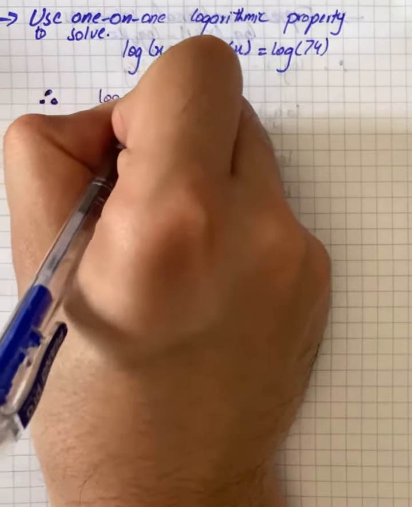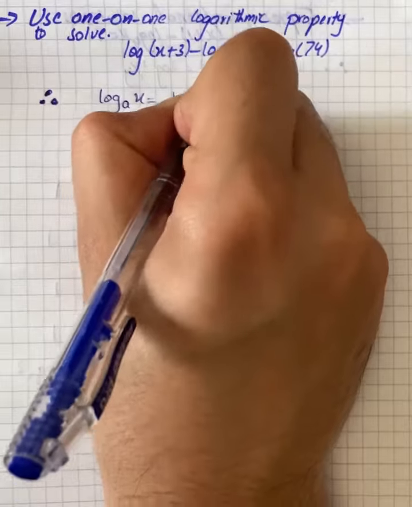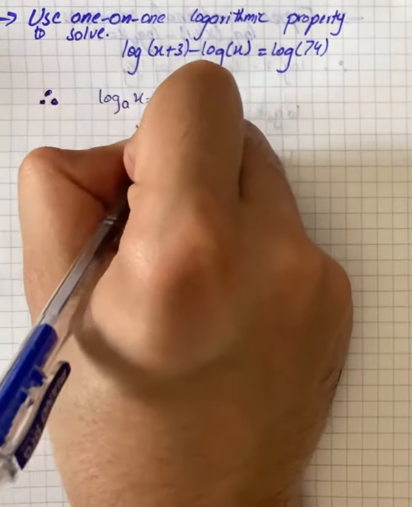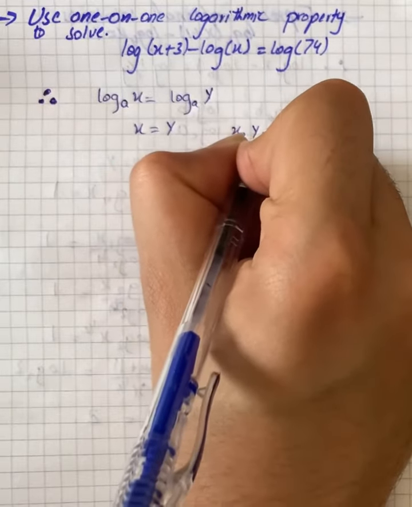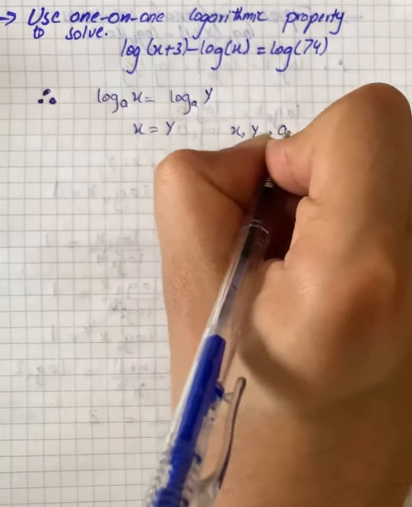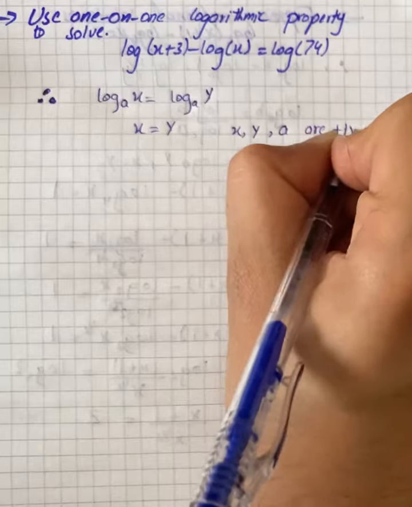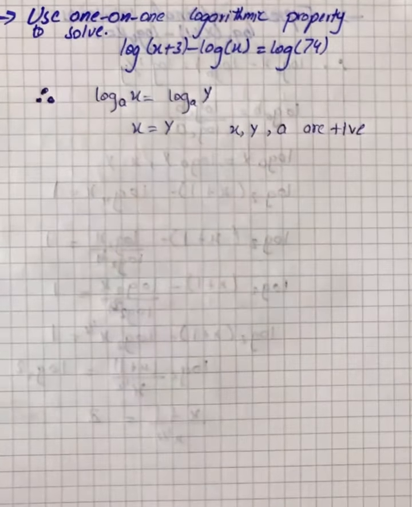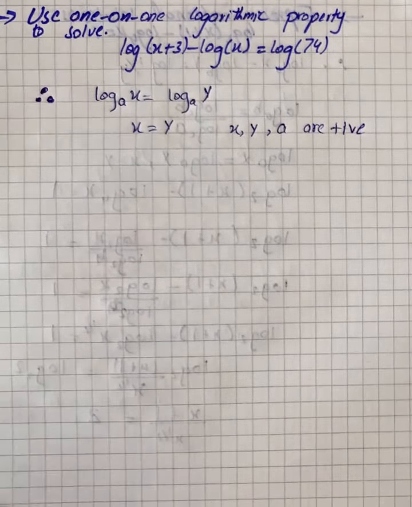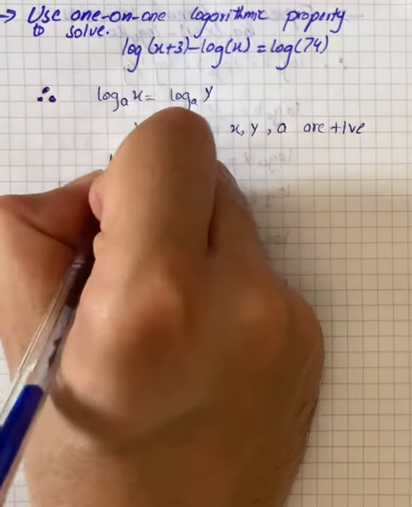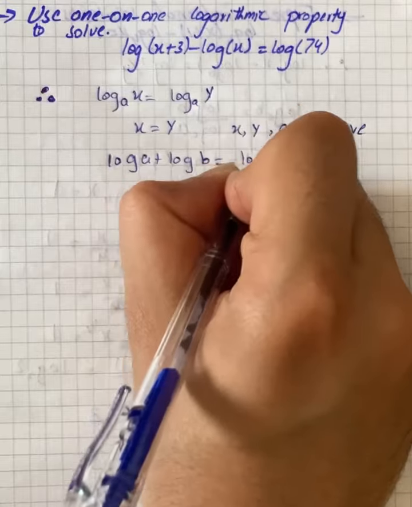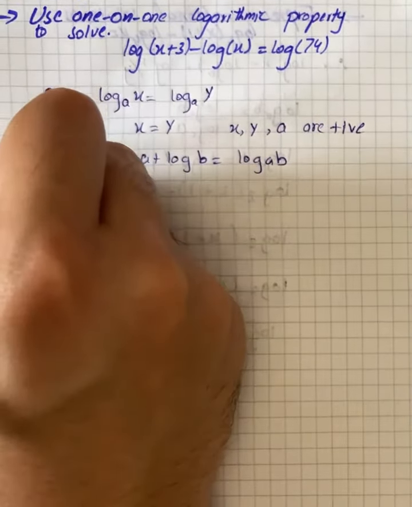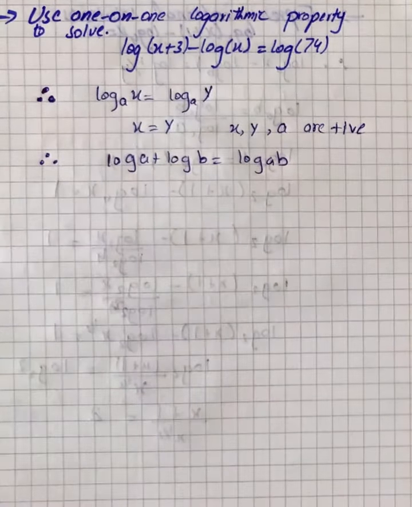log_a x is equal to log_a y, where x should be equal to y, and x, y, and a are positive. So the basic property of logarithm that we're going to use is log a plus log b is equal to log ab. That is another property. So we'll calculate the given problem.